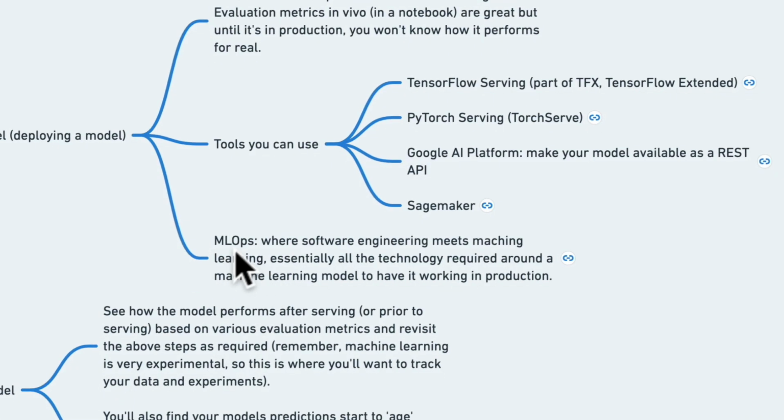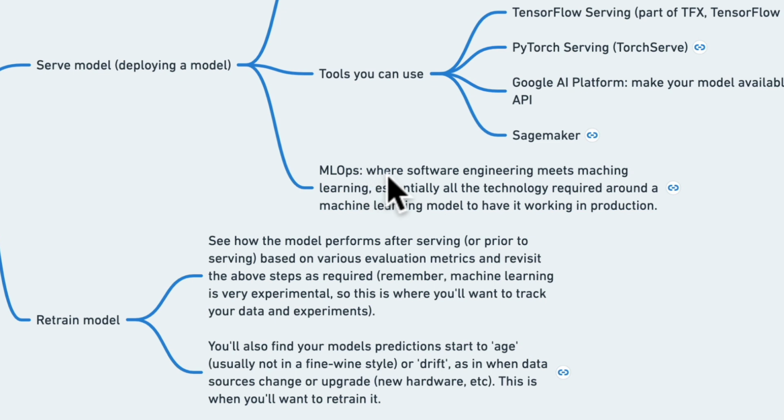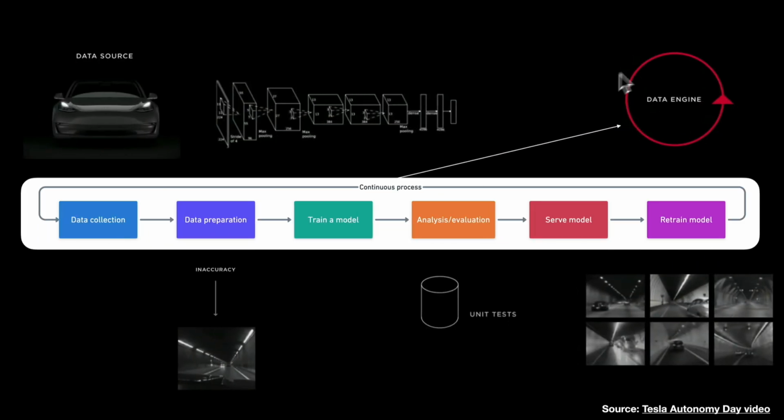And then you've got MLOps, which is, if you've heard of DevOps in software engineering, MLOps is DevOps for machine learning. So it's basically all the technology required around a machine learning model. All of this stuff here is basically Tesla's data engine. Collecting the data from the car, that would be one part of the operation, uploading it to a data source, that would be another part. And then modeling it, that would be another part. Testing it, collecting more data, etc., all in a loop.